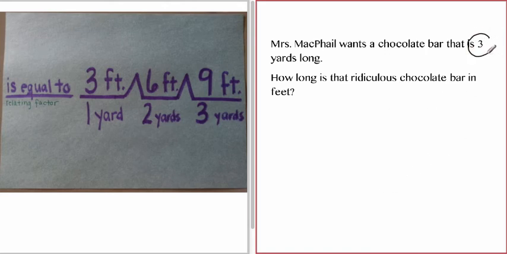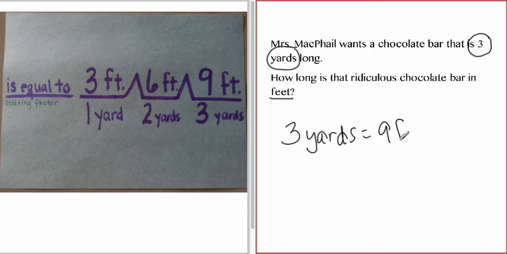Let's circle some numbers here. I know that the chocolate bar, that silly chocolate bar, is 3 yards long. I want my answer in feet though. Let's take a look at our thinking map, our bridge map. Here's 1 yard. Here's 2 yards, which is 6 feet. And here's 3 yards, which is 9 feet, which is exactly what I'm looking for. So according to my thinking map, 3 yards is equal to 9 feet.